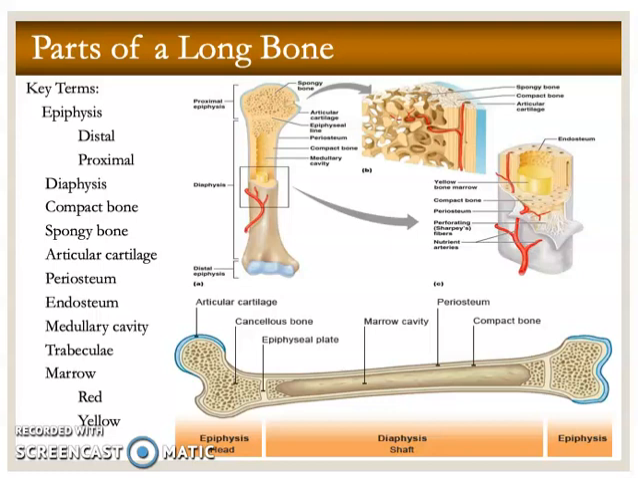When we look at a long bone, we have a couple of terms. Remember, there are two ends of each bone, and we call these ends of the bone the epiphyses. There's, of course, going to be a distal and a proximal epiphysis. Remember, when we talk about distal or proximal, we're talking about the location closest to the body.